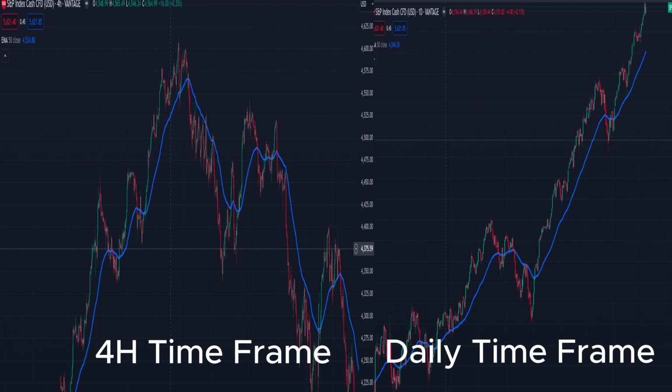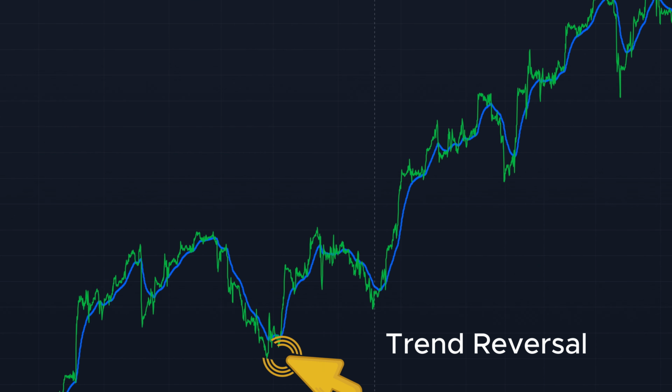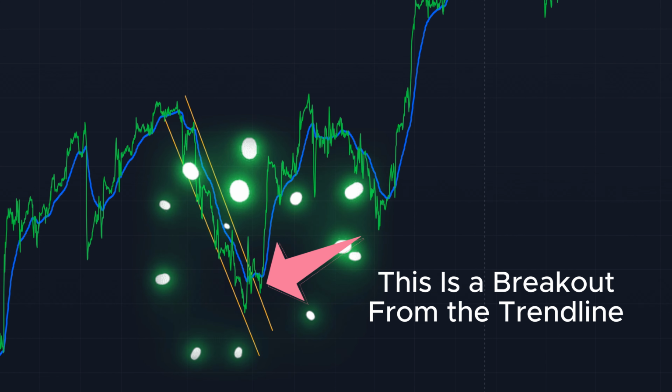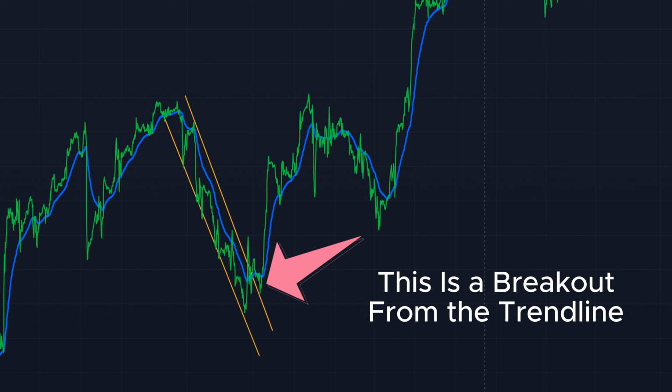4. Confirming trend reversal. When the short-term trend is established, whether bullish or bearish, wait for a breakout above or below the short-term trend line on the 4-hour time frame. This breakout confirms the end of the pullback phase and signals the resumption of the broader trend.